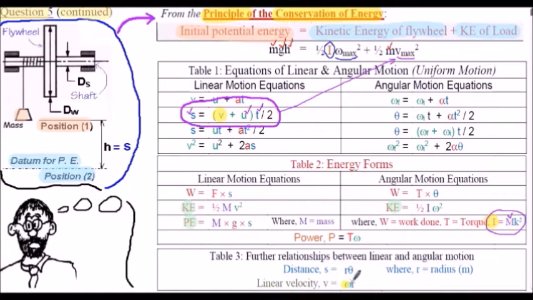And we do have a relationship we derived previously between linear velocity v and angular velocity omega. It's v is equal to omega r. So again, rearranging this equation for omega, we'll be able to find the omega max.